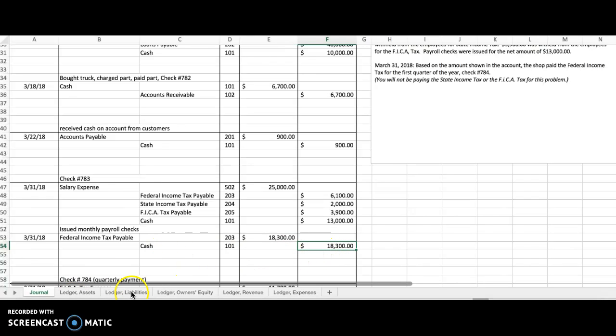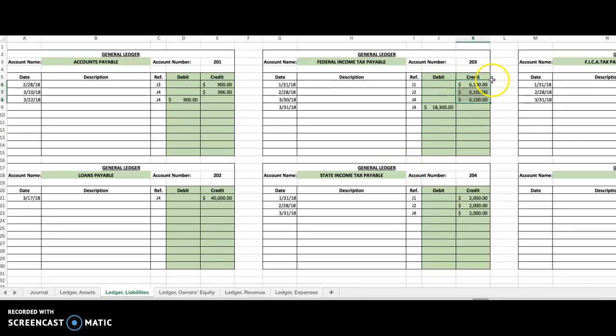So when you post that to federal income tax payable, you debit the $18,300 from the journal, and you now have a balance. If you add the three credits and you look at the debit, they both equal $18,300. So we've paid the entire bill. Okay, so we handled that last topic.